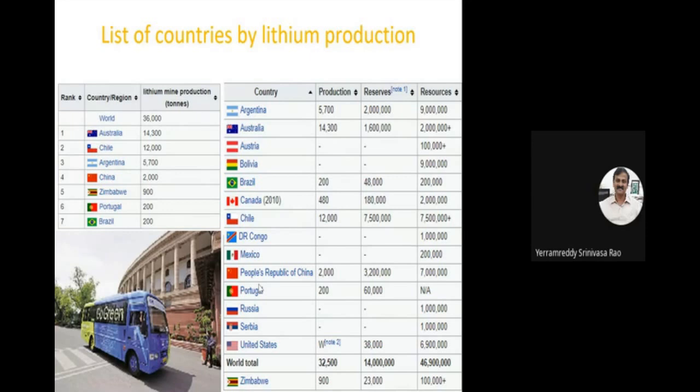So we really need to worry that even if electrical vehicles are going to come, it's not going to benefit India because we do not have lithium ion. We do not have petrol, diesel. Still 80% of the petrol, diesel we are importing. We are fully dependent on other countries. So it doesn't help. So what is the research?